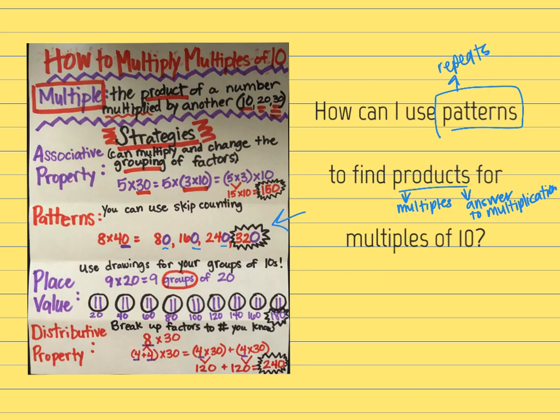So for example, if you have 8 times 40, your answer would be 320, or the product would be 320. And we're talking about multiples of 10. And if you look at our anchor chart right here, it says the multiple is the product of a number multiplied by another number. For example, 10, 20, and 30.